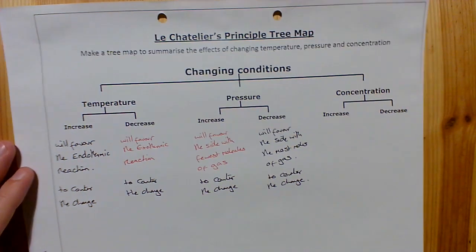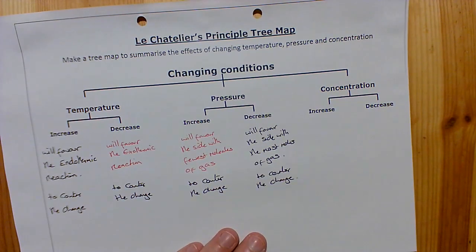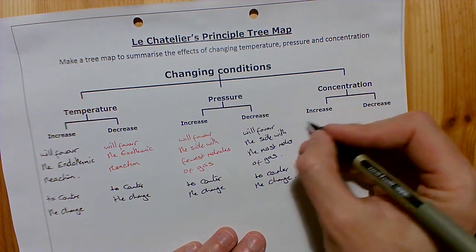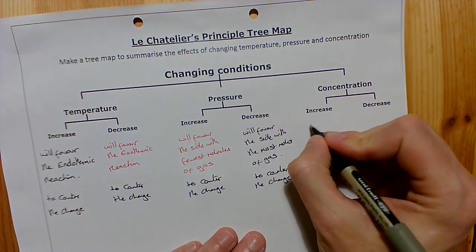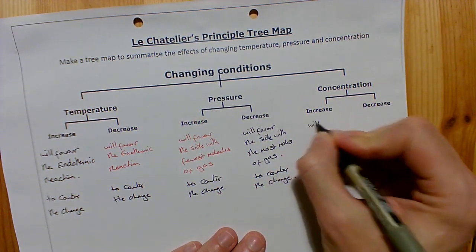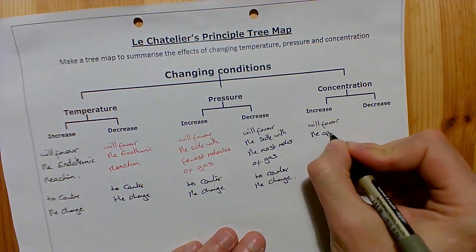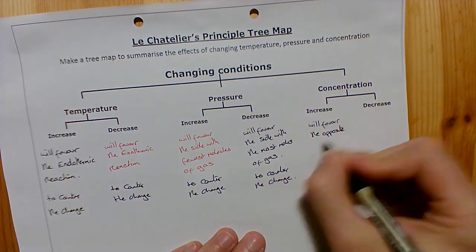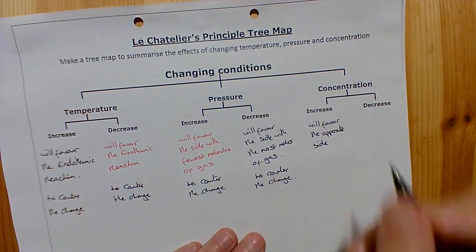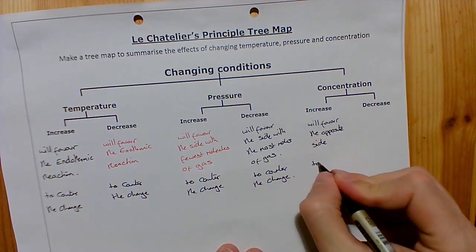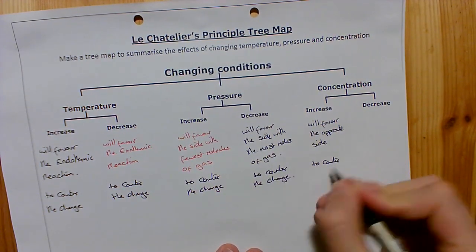Now concentration is a little bit different. So increasing concentration will favor the opposite side. So for example, if I increase the concentration of the left, it will favor the right. If I increase the concentration of the right, it will favor the left to counter the change.